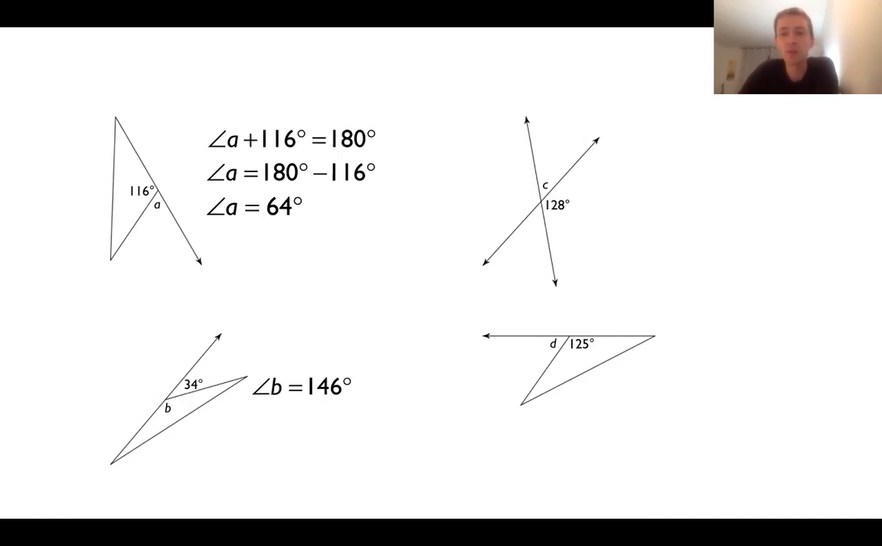For C, what do we have to add to 128 to get to 180? Well, it must be 52 degrees. And for D, what do we have to add to 125 to get to 180? Well, it's got to be 55 degrees. So remember, these have to total 180 degrees for them to be supplementary. Two words we've learned so far: complementary, supplementary. Let's go with another one now.